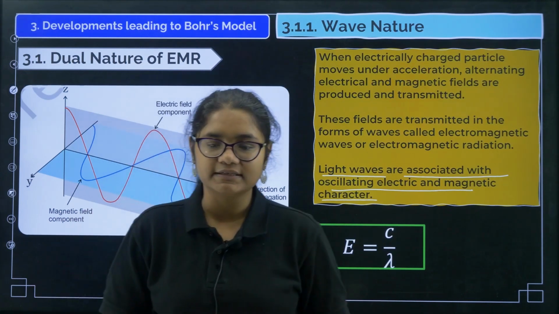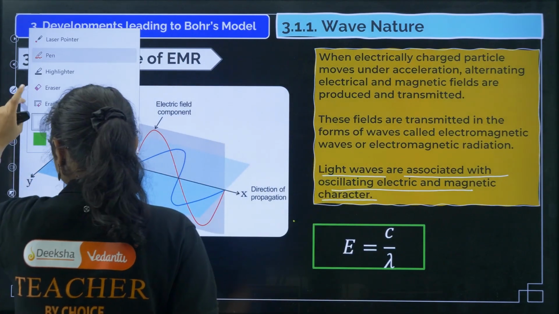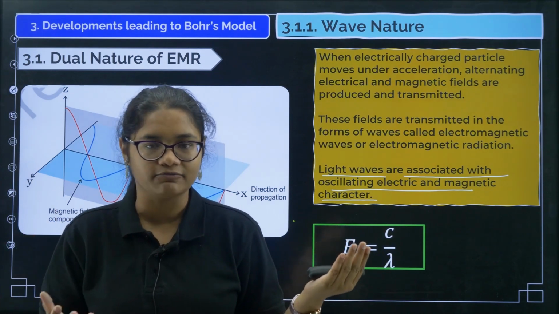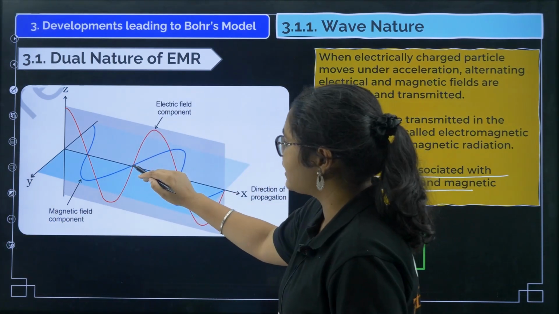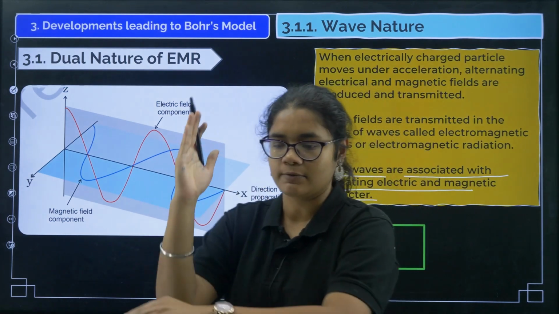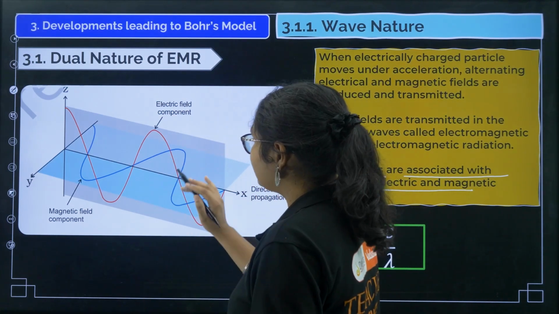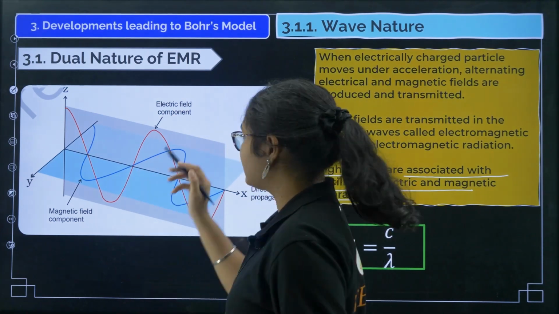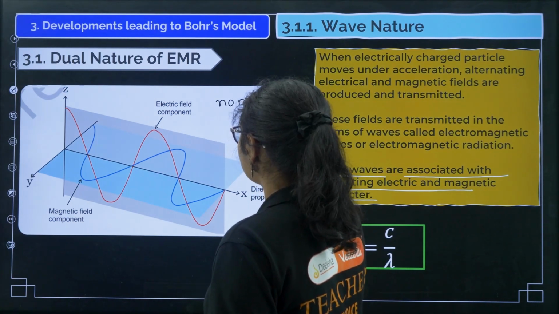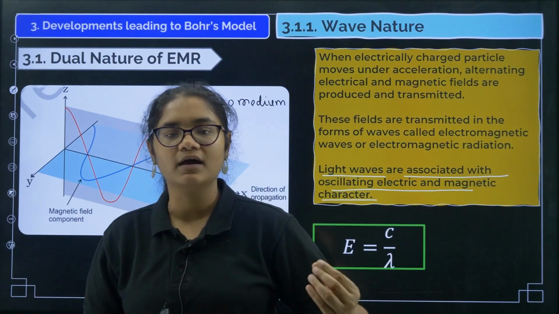Now, if you see some properties of electromagnetic radiation, as the name suggests, it has both an electric field and a magnetic field, and these are perpendicular to each other. If this is the electric field, this is the magnetic field, perpendicular to each other. That is the first thing. Second, for the transmission of electromagnetic radiation, no medium is required. It can even propagate in a vacuum.